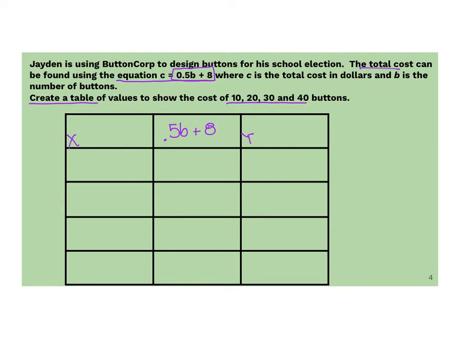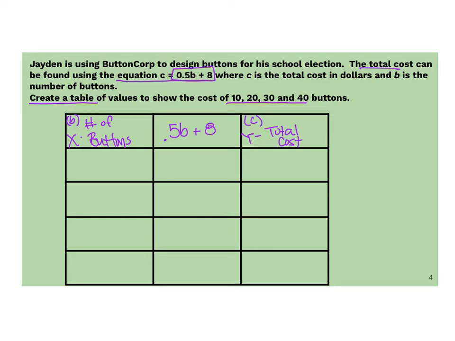Now, they're not using X and Y. Remember, they usually like to rename those for whatever's in the problem. So what am I in control of? Am I in control of how much it costs or how many buttons I order? I'm in control of buttons. So this is going to be the number of buttons, and they're calling it B. Just so you know, it's not X in the equation, it's B in the equation. And then Y is going to be the total cost, and they're not calling it Y, they're calling it C.